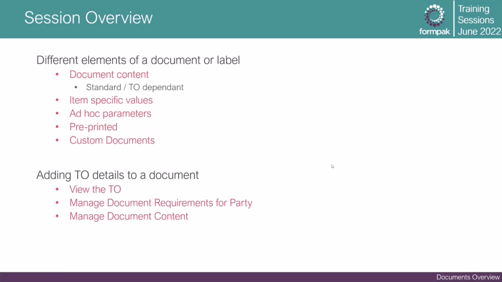We're going to have a look at the different elements of a document or a label, and then we're going to have a look at how to add TO details onto a document. For those that don't know, TO stands for Target Organization, and that's the type of party you can enter into Formpak, where you're able to target specific information from that party to appear on things like documents and labels as well.